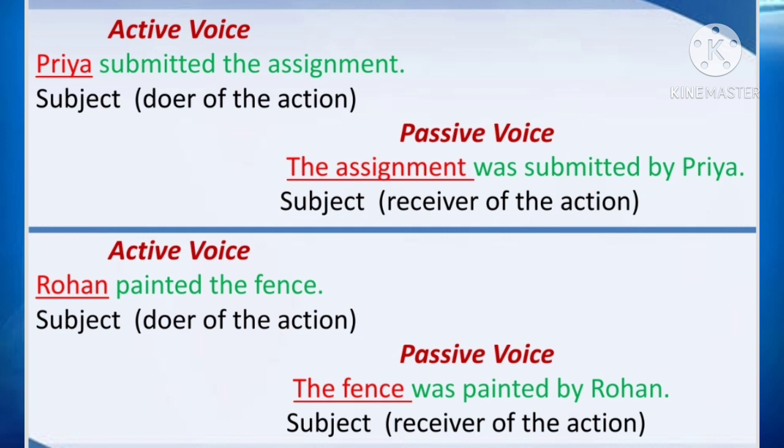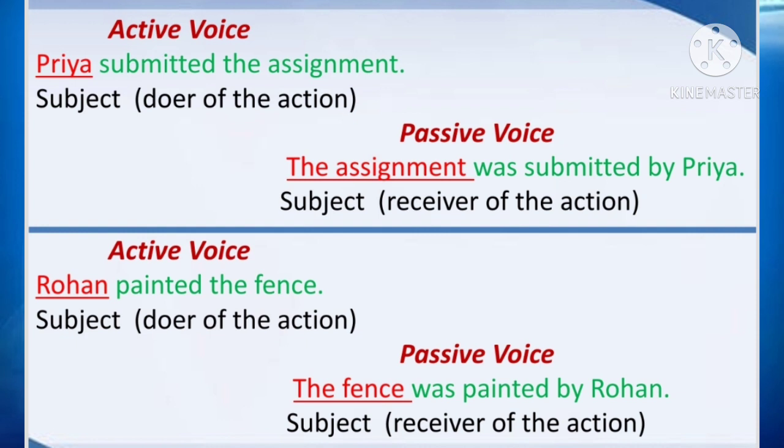The next sentence, the assignment was submitted by Priya. Here, the assignment is the subject and the assignment, the subject, is a receiver of the action done by Priya. So, in second sentence, the subject is a receiver of the action. So, it is a passive voice.